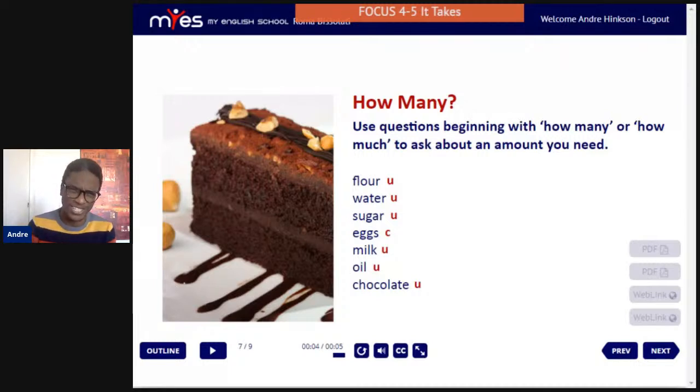I don't really like dark chocolate. I prefer milk chocolate, but dark chocolate is better for you. Yeah, it's healthier.